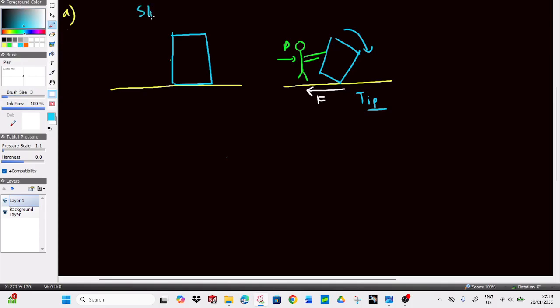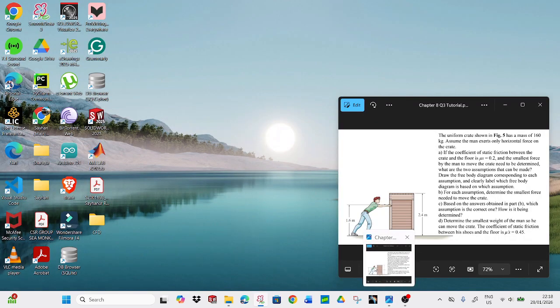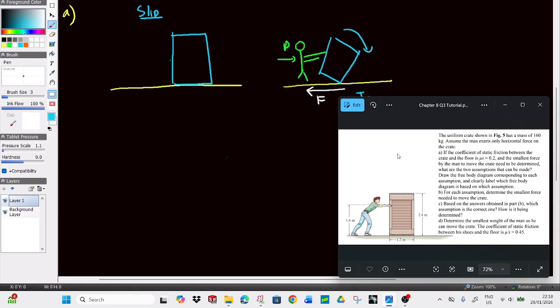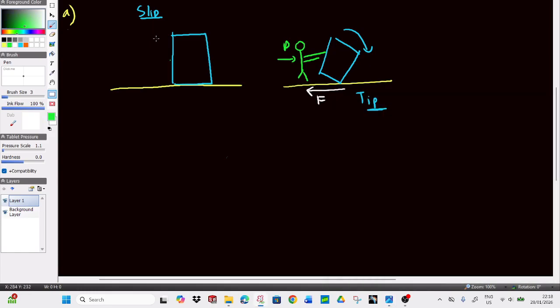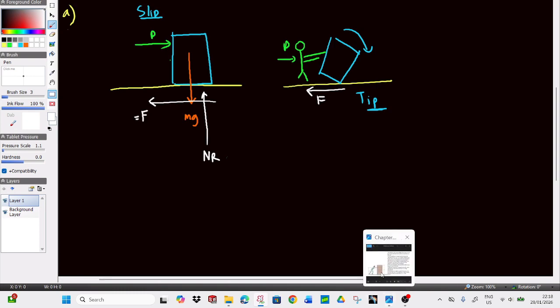So for slip condition, let's see what conditions we can put here. Did they mention the condition of the guy? Okay, they did not mention the guy's condition. So we're going to apply a force P. And the crate of course has a weight, which is mg. Then we have a normal force acting upwards, R, and we'll have a frictional force F, which in our case is just equivalent to 0.2 R.